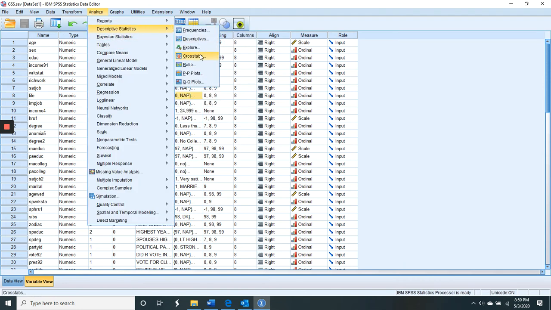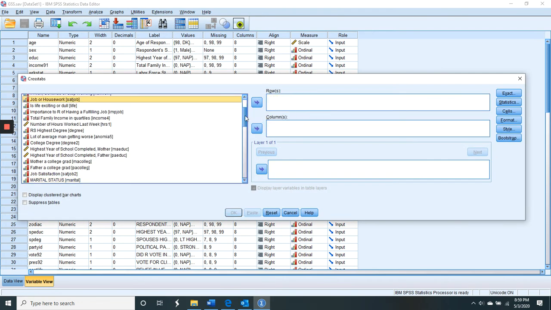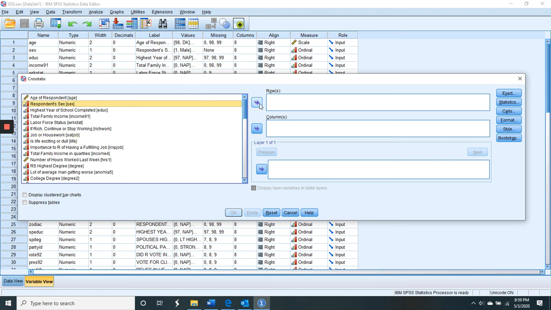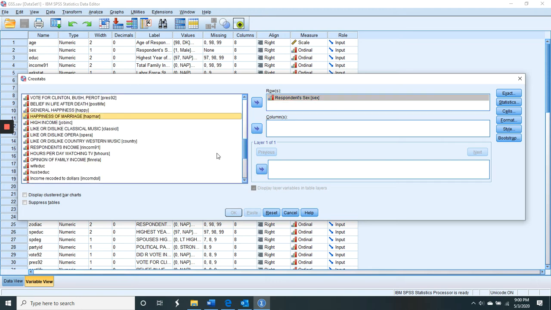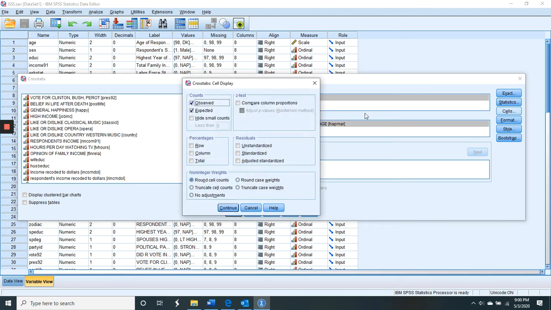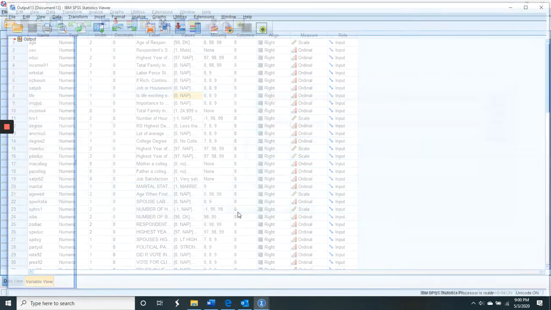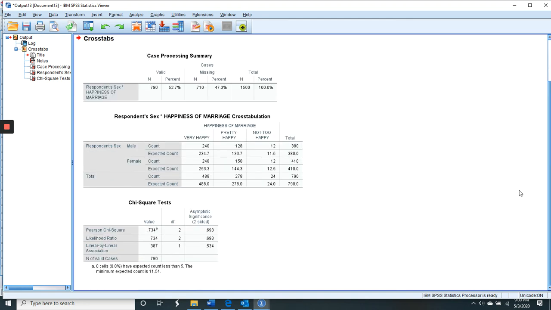So again, analyze, descriptives, crosstabs, and we have sex and happiness of marriage. So we have sex here, and we have happiness of marriage. Sorry about that. There's so many variables in here. Here it is. And again, we've clicked on the chi-square here and the observed and expected frequencies. And then OK. And so I'm going to save this output for you.